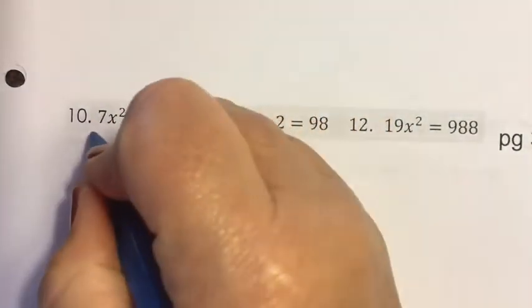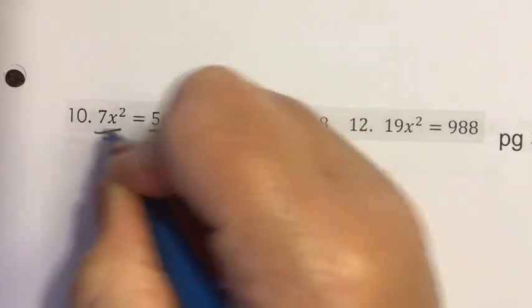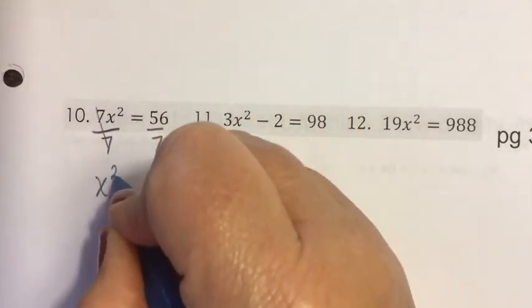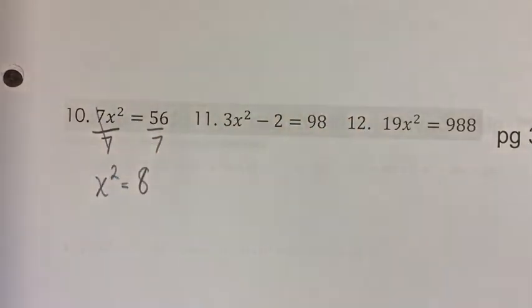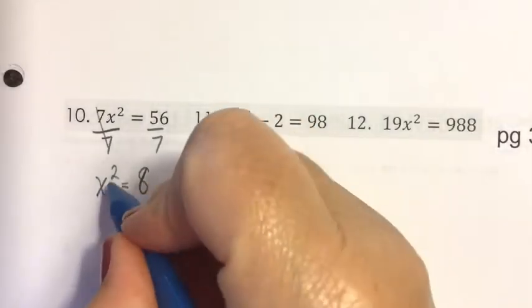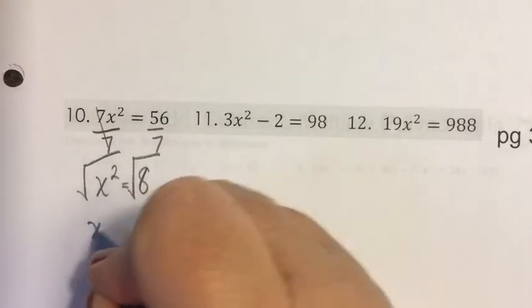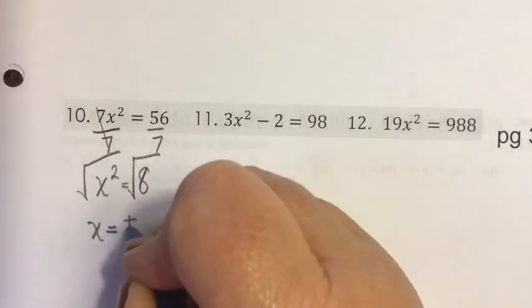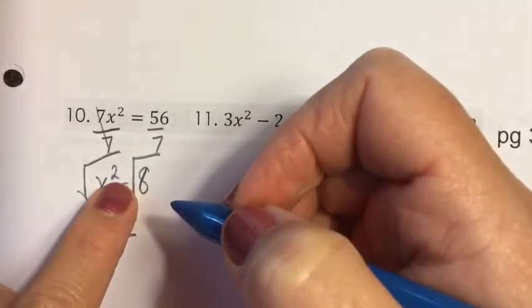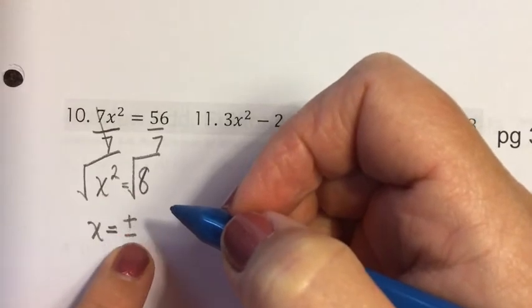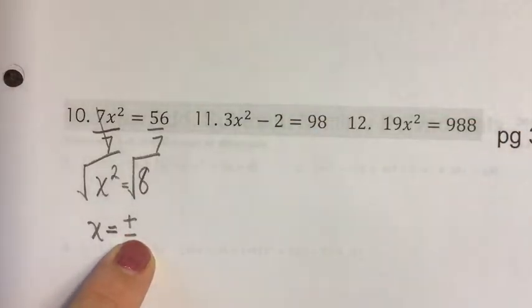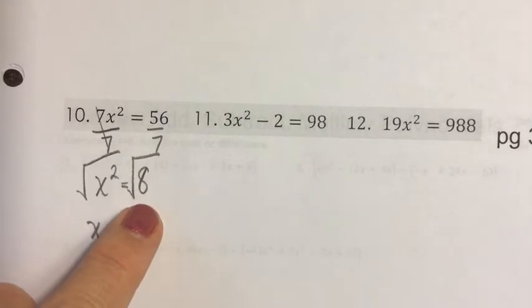I want to divide by 7. X squared will equal 8. Then I want to unsquare this x, so I'll take the square root. X will equal plus or minus, because I need two solutions, a positive solution and a negative solution. But this is not a perfect square.